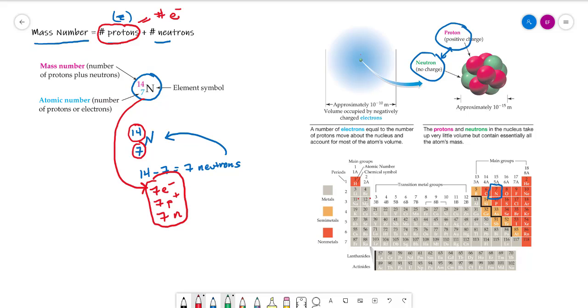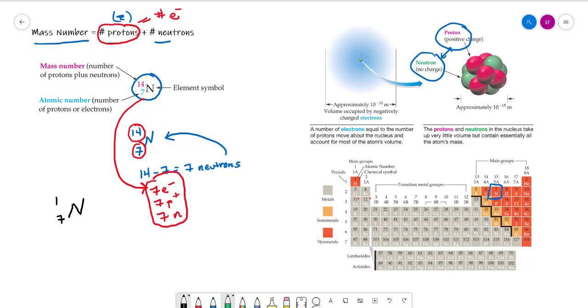Okay, so what happens then if we have an element that has not the same number of neutrons? So let's think about nitrogen. Again, nitrogen has to always have 7 protons. It can never have any more or less, otherwise it becomes a different element. But nitrogen can have a different number of neutrons.